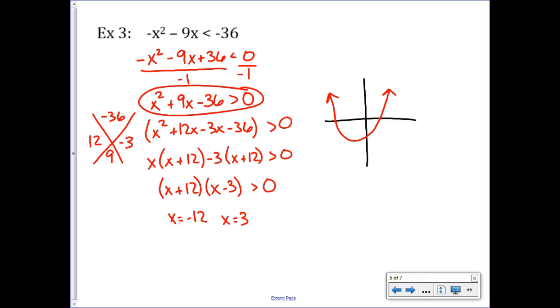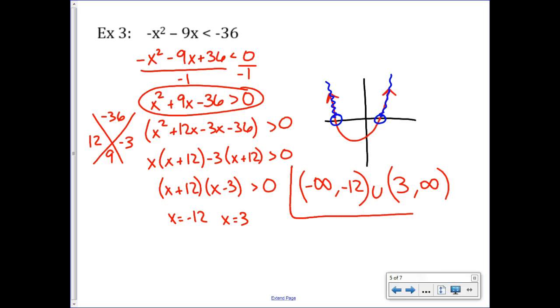Now, since I switched it around, it's positive, and I want to know where it's greater than 0. And it's not including those zeros. So that means all the way back to negative infinity, it's still true, up to negative 12, not including, or starting at positive 3 and going all the way to positive infinity. So that's your answer for this one.